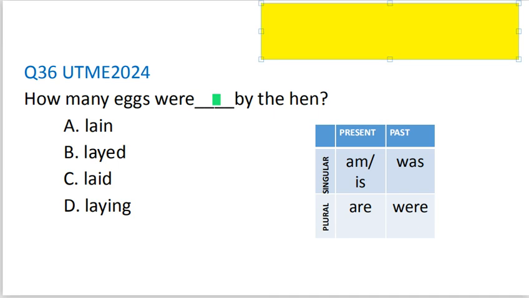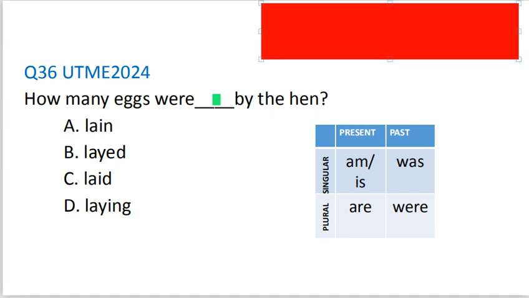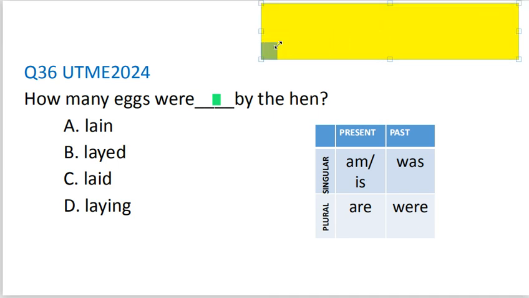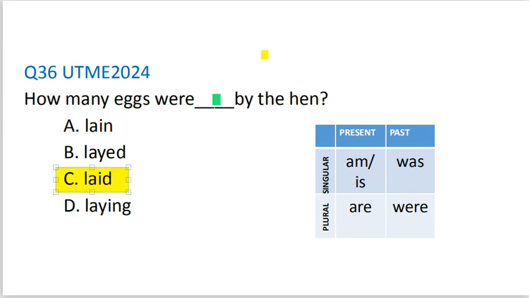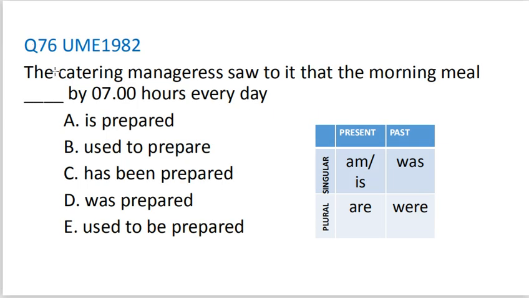From that video, we already know that the past participle of lay, L-A-Y, is L-A-I-D, laid. That makes option C our correct option. How many eggs were laid by the hen? The next question is question 76, UME 1982.